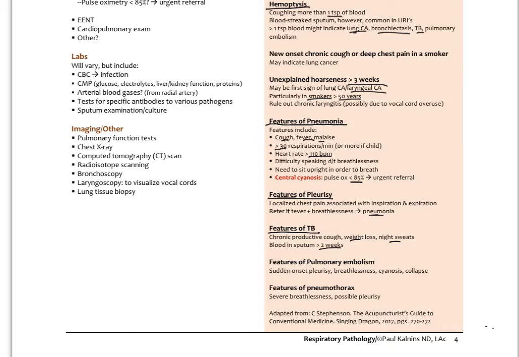So that's a definite concern, and that would be necessary to properly work up with the right testing. And then features of any pulmonary embolism would be sudden onset chest pleurisy, breathlessness, cyanosis, collapse if the PE is large enough. Again, urgent referral. And then any features of pneumothorax, so severe breathlessness, possible pleurisy.